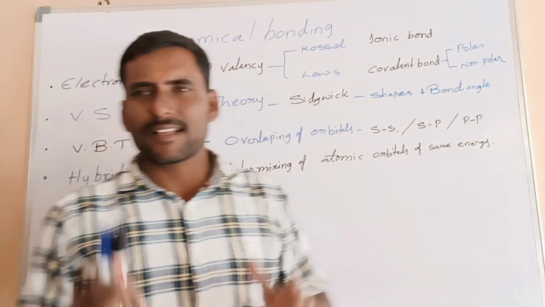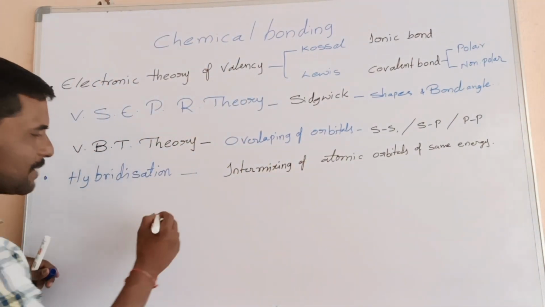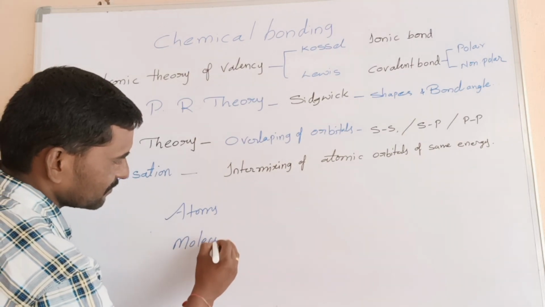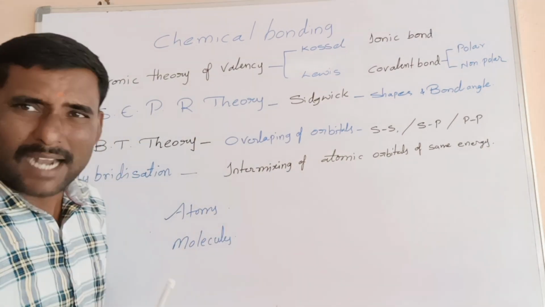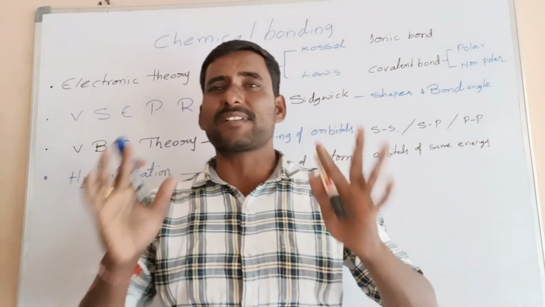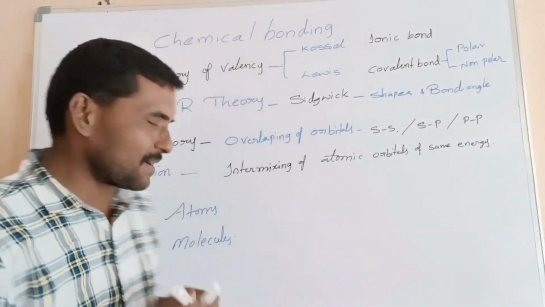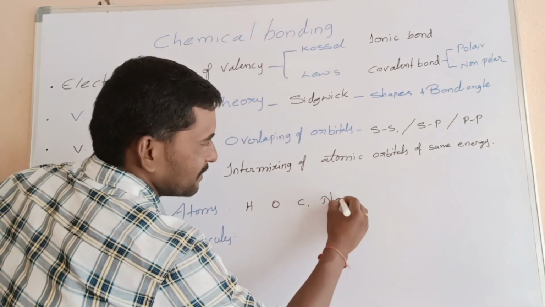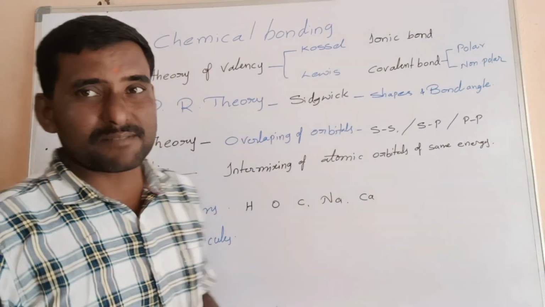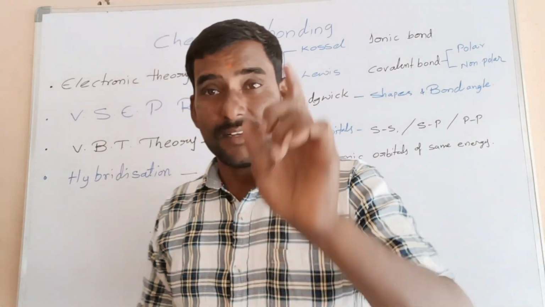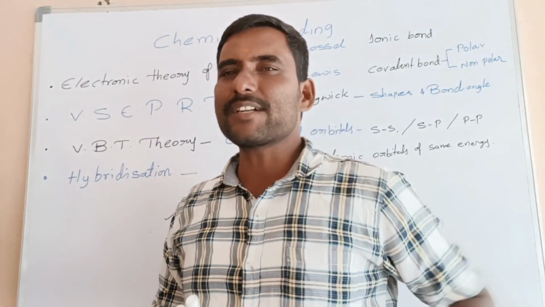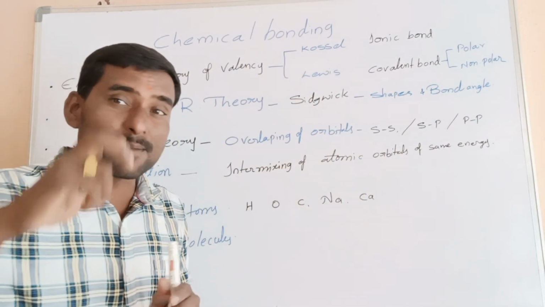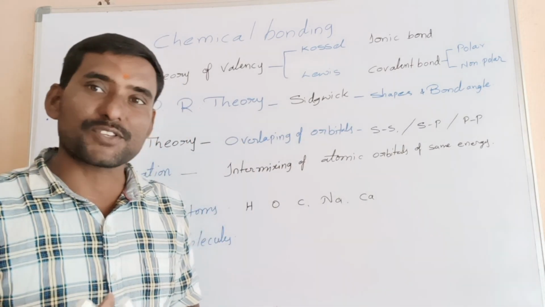Chemical bonding means how atoms form molecules. Atoms are the basic units of a substance, of matter. For example, hydrogen, oxygen, carbon, sodium, calcium, magnesium. These are called atoms, the basic units of matter. But molecules are the combination of atoms. Two or more atoms combine and form molecules.